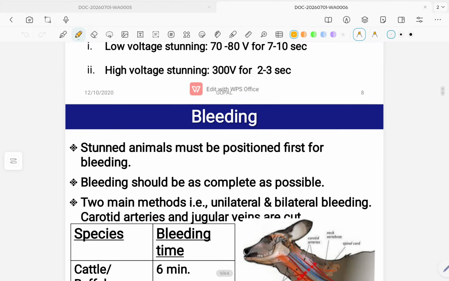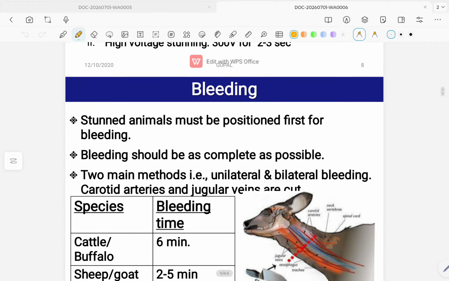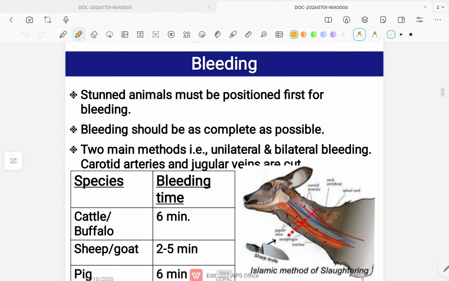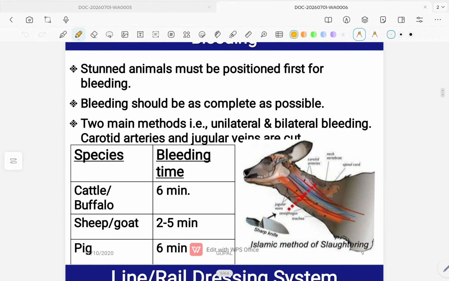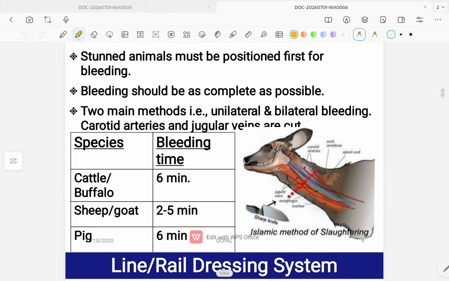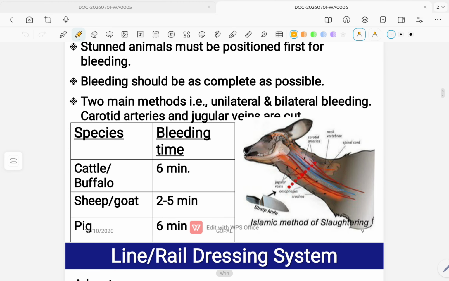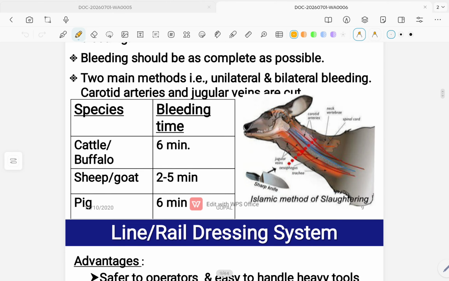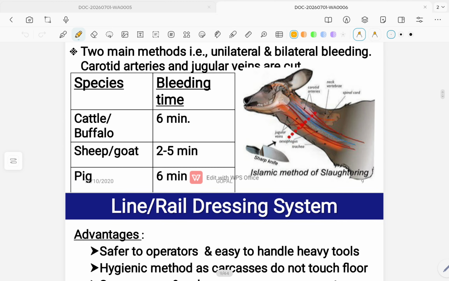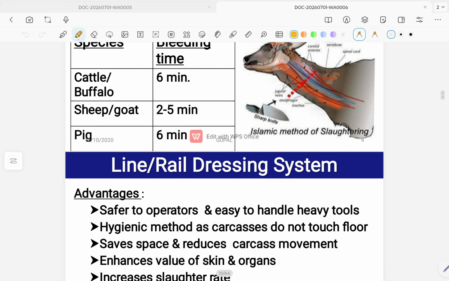Bleeding. The stunned animal must be positioned first for bleeding. Bleeding should be as complete as possible. Two main methods: unilateral and bilateral bleeding. Carotid artery and jugular vein are cut. Species bleeding time: cattle and buffalo 6 minutes, sheep and goat 5 minutes, pig 6 minutes.